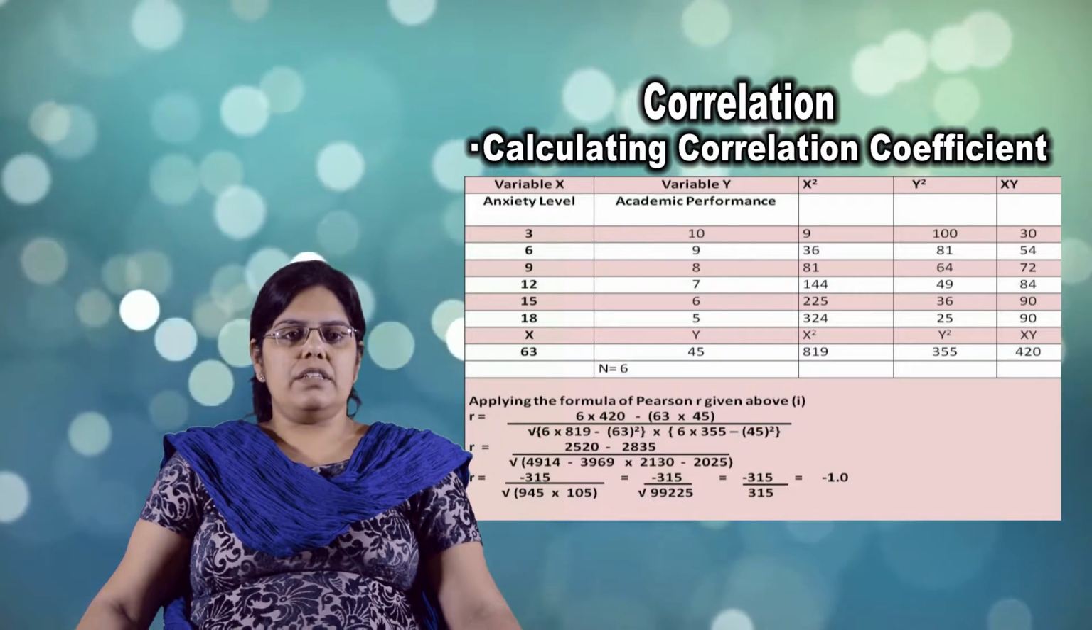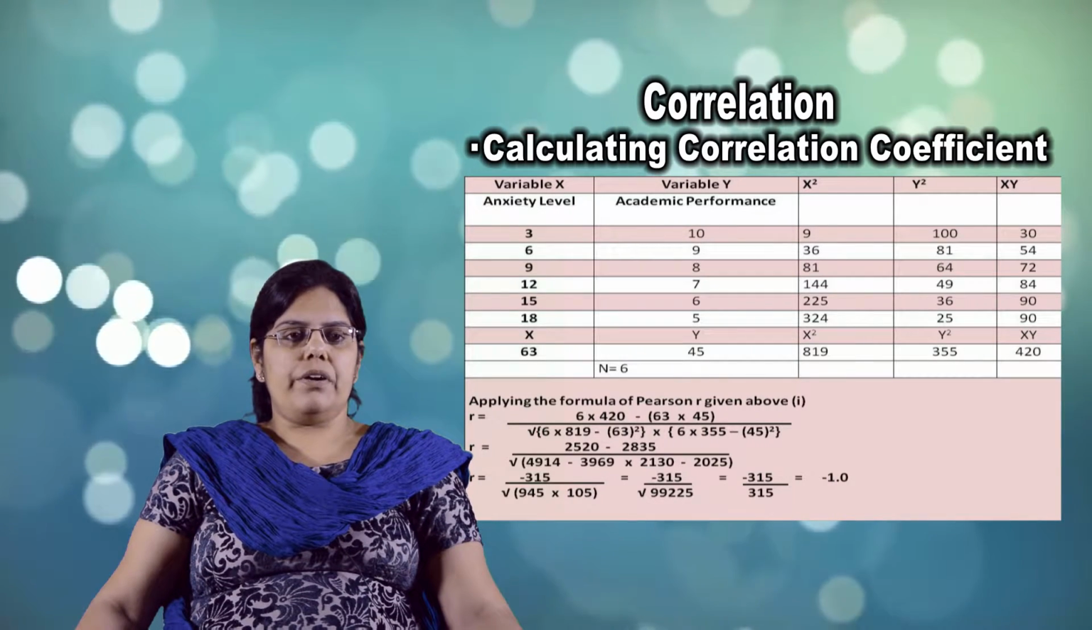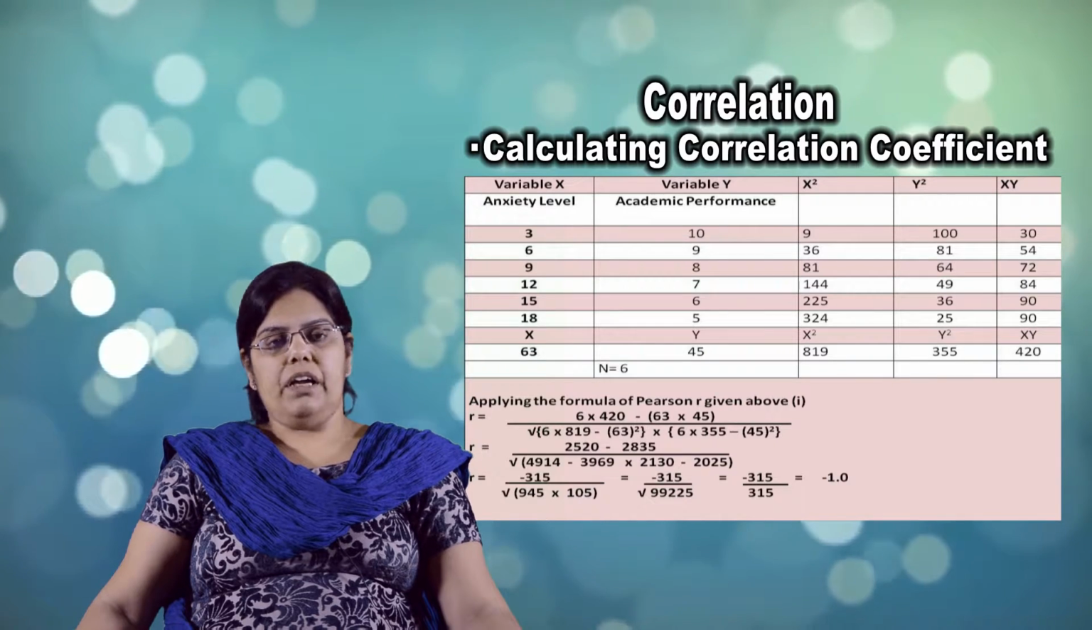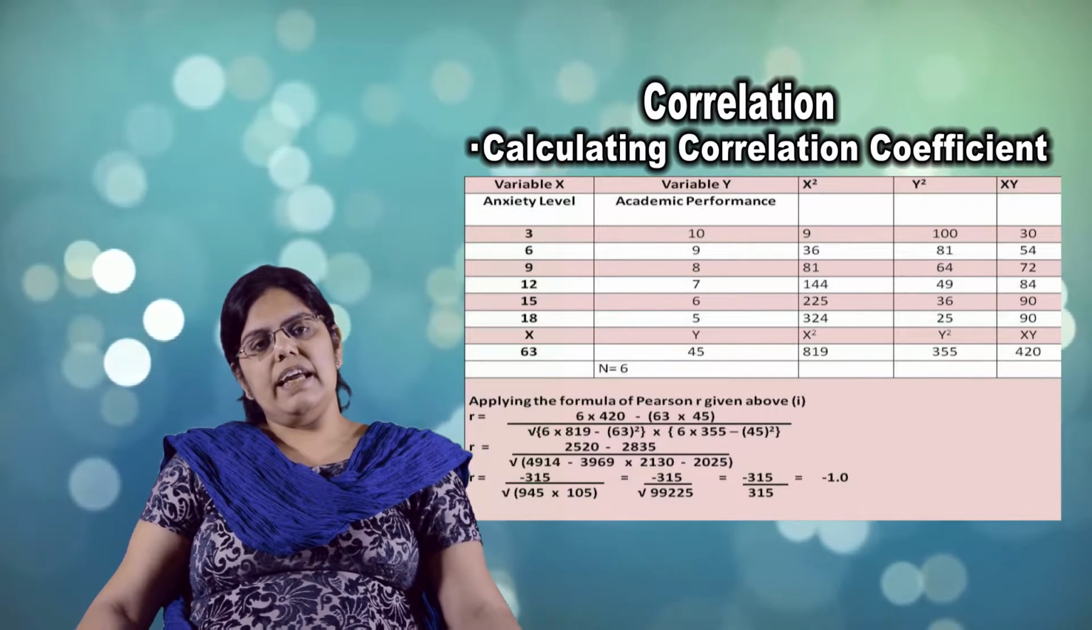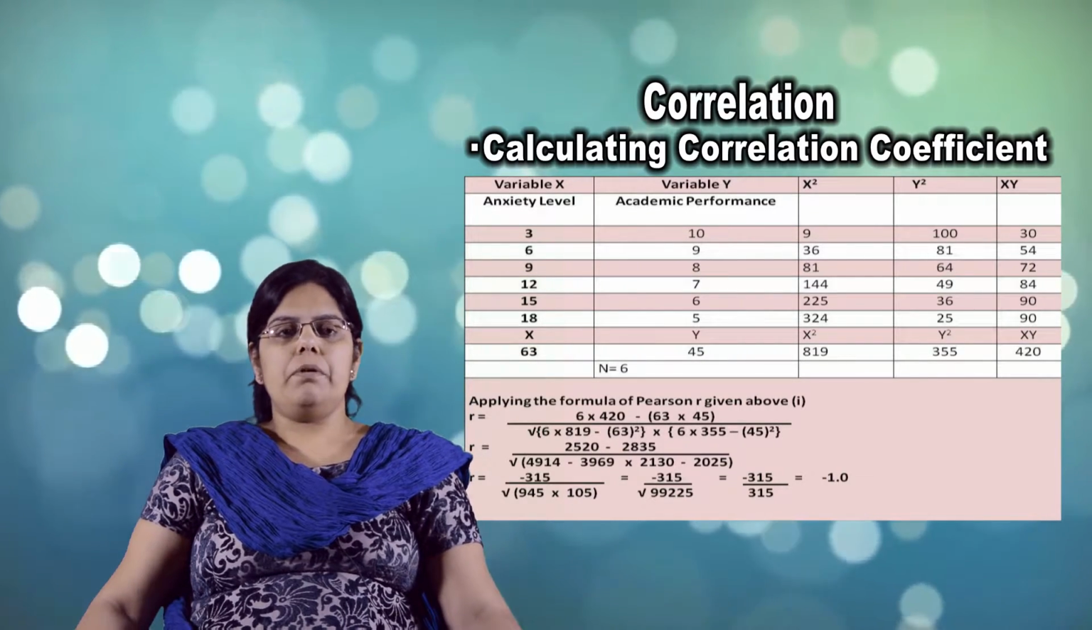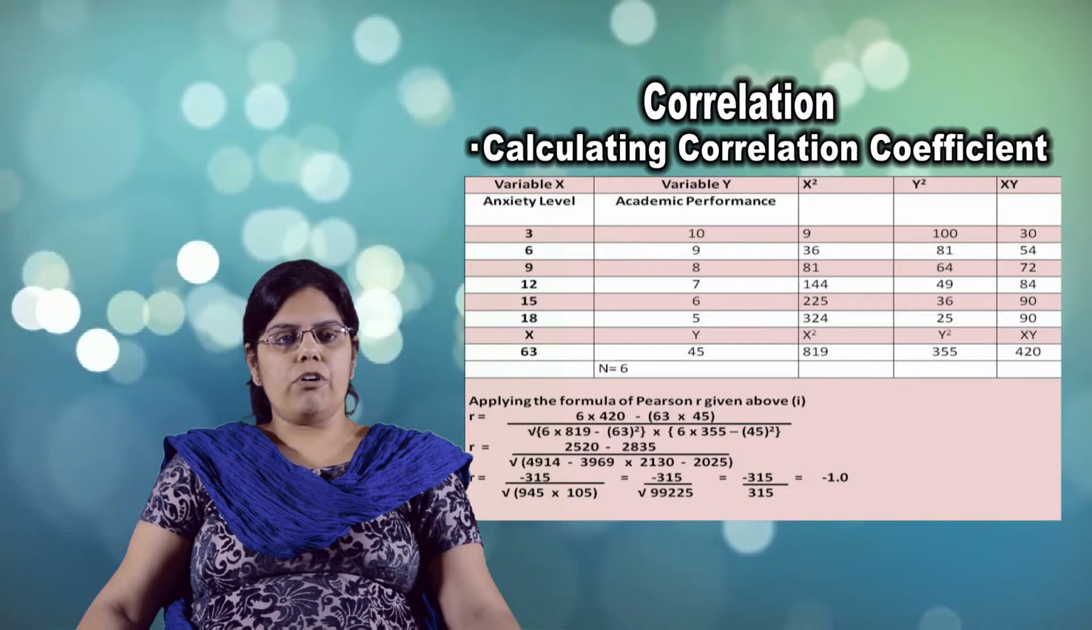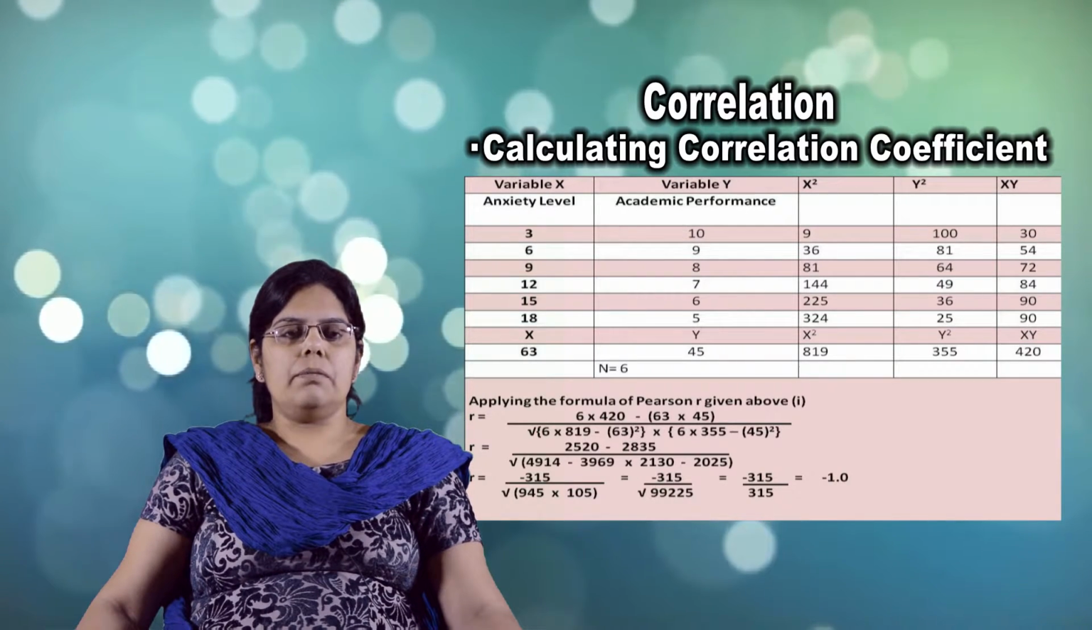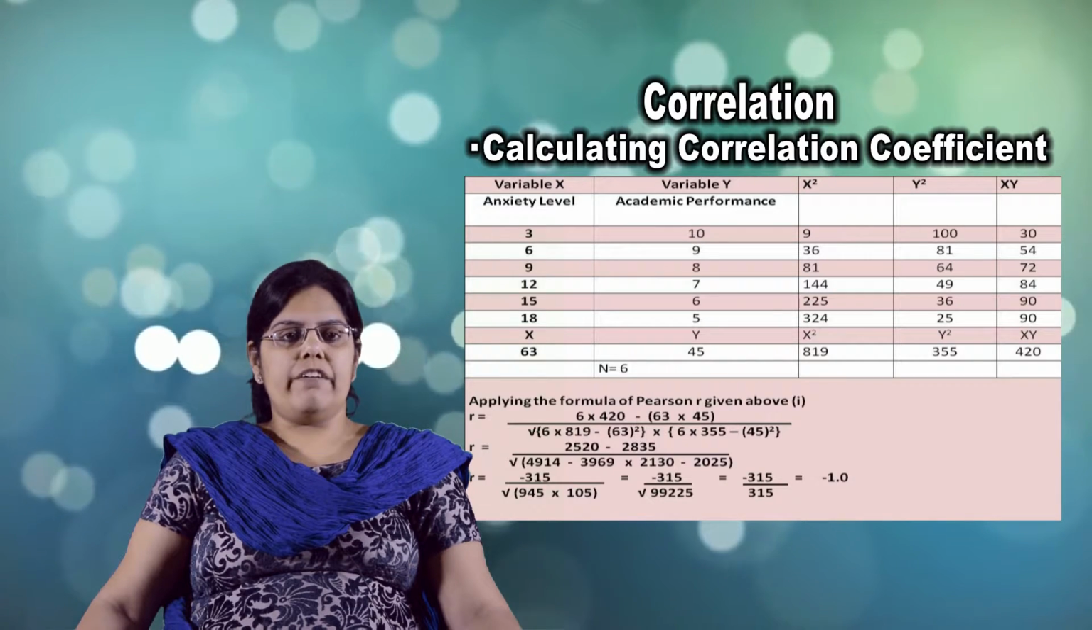Given here is the table with the values of variables x and y, where variable x represents anxiety level and variable y represents academic performance. The third column depicts the x squared value.